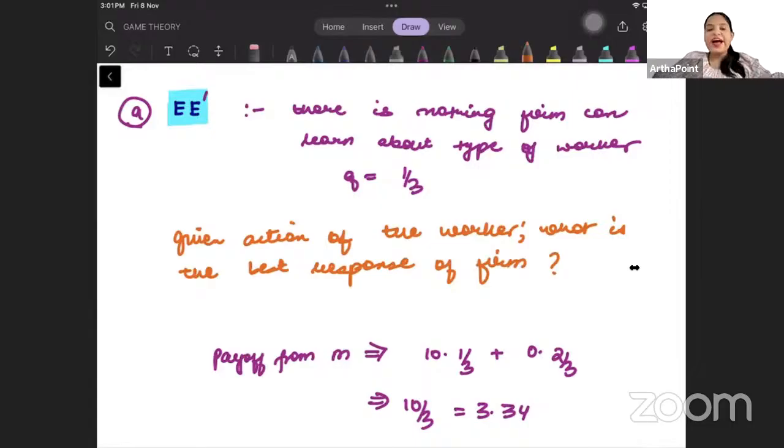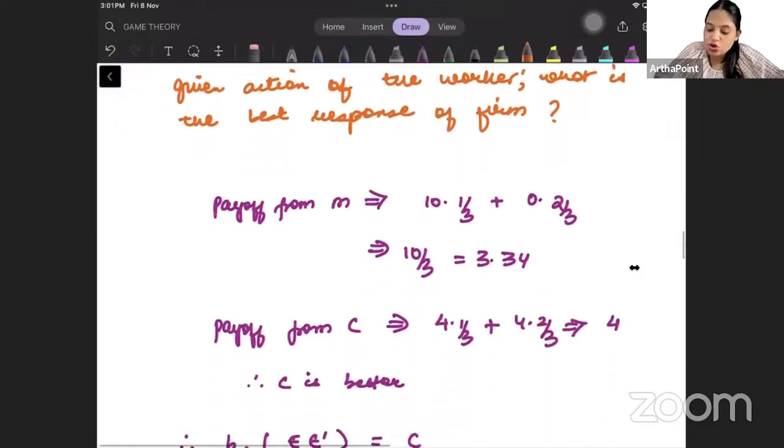The worker has said that I will take education in both the cases. Now the question is, what is the best response of the firm? Firm इस केस में क्या करेगा? So firm has two options बेटा. Either firm can go ahead for M, ठीक है? M means that firm can go ahead and give managerial job to the worker, or firm can give clerical job to the worker.